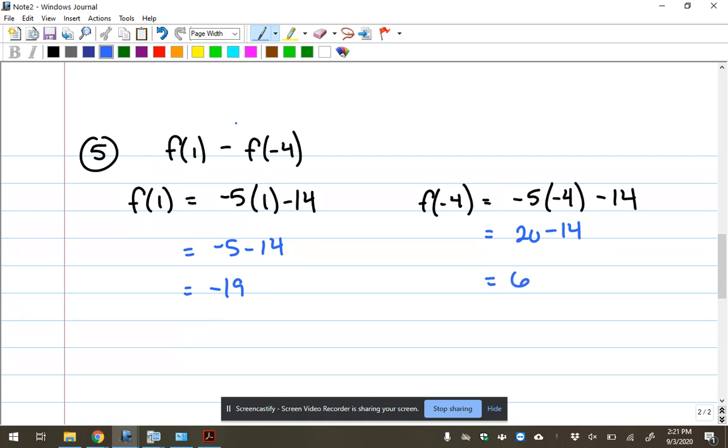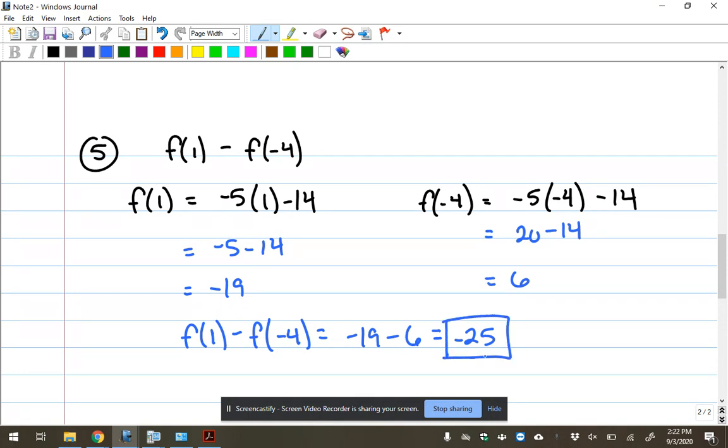This problem would be negative 19 minus 6. Negative 25 would be the final answer to that. So be careful of that, that you're finding those two values first and then doing the work.